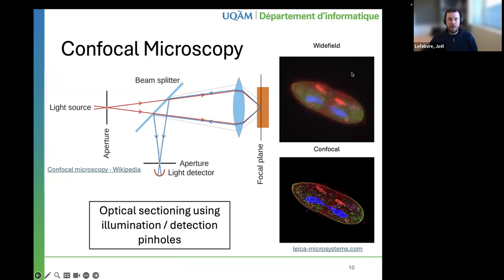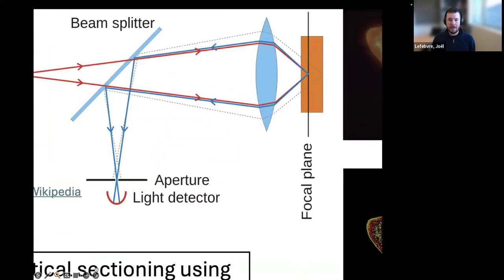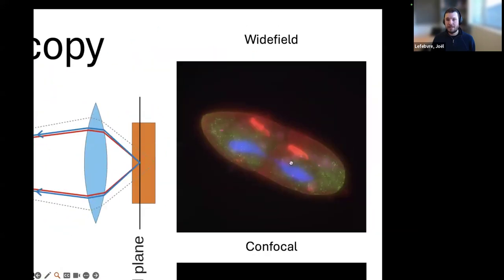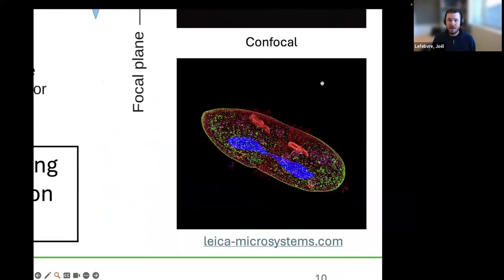So for example, if we don't have the aperture, this is what we call wide field microscopy, and the sample will appear really blurry. So I can zoom on that part. This is an example of the blurry images if we don't use the pinhole. But if we have the pinhole, this is what we call confocal microscopy, and the image becomes a lot less blurry. We can see finer details.